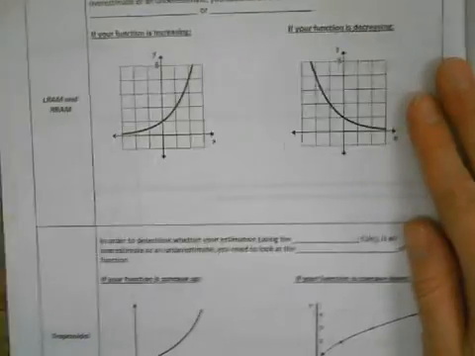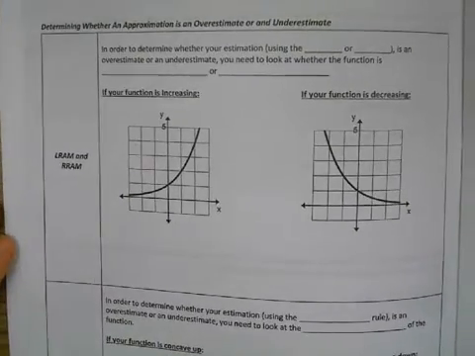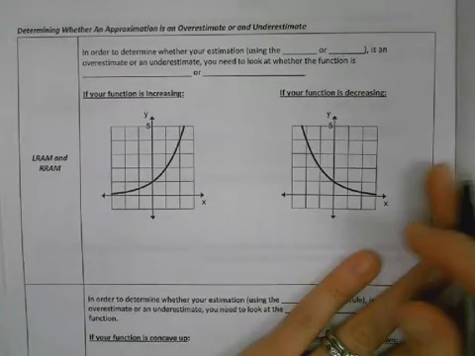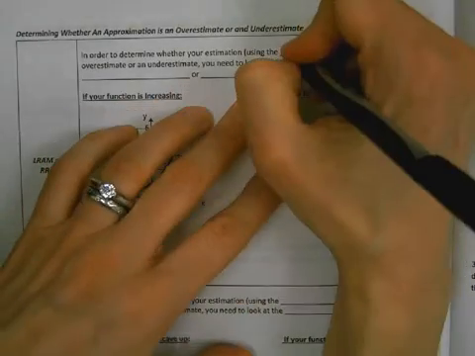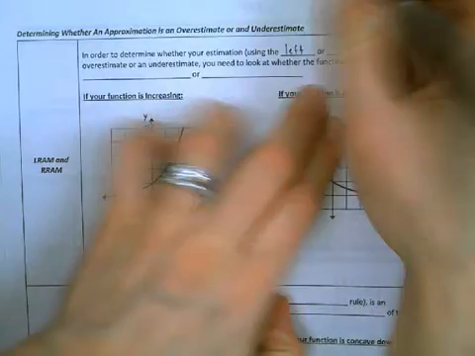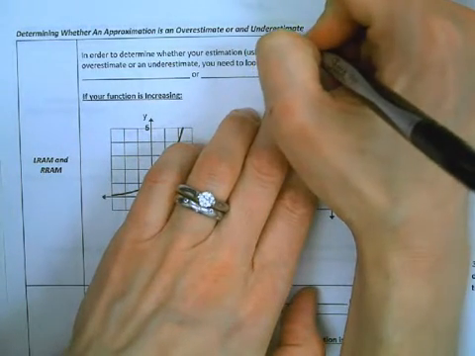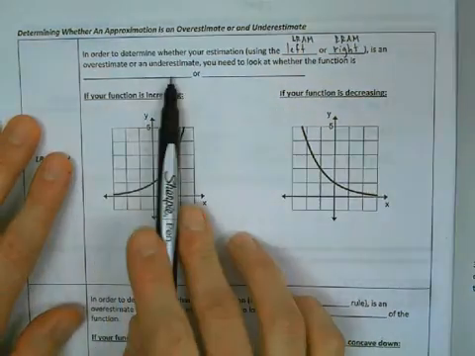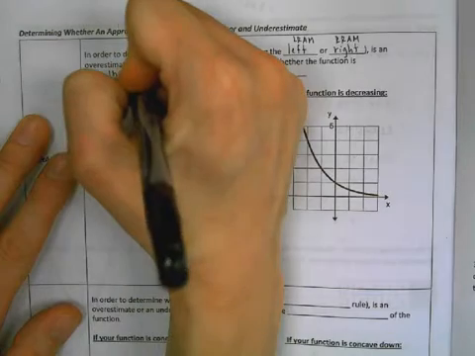All right, so now I want to talk for a little bit. I think I talked with a few of you about this when we were doing rectangular approximations, but we want to talk about whether an approximation is an overestimate or an underestimate. All right, so in order to determine whether your estimation using LRAM or RRAM is an overestimate or an underestimate, we need to look at whether the function is increasing or decreasing.